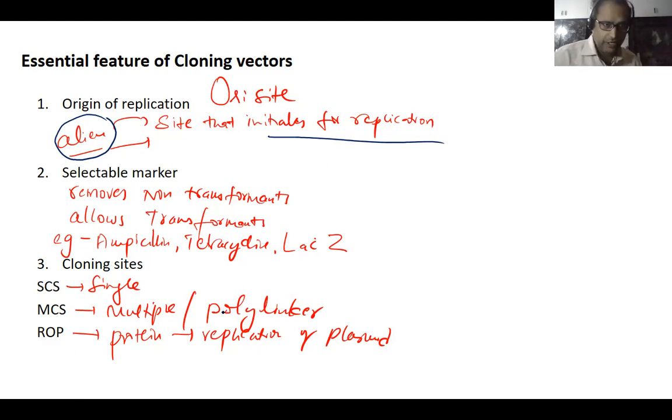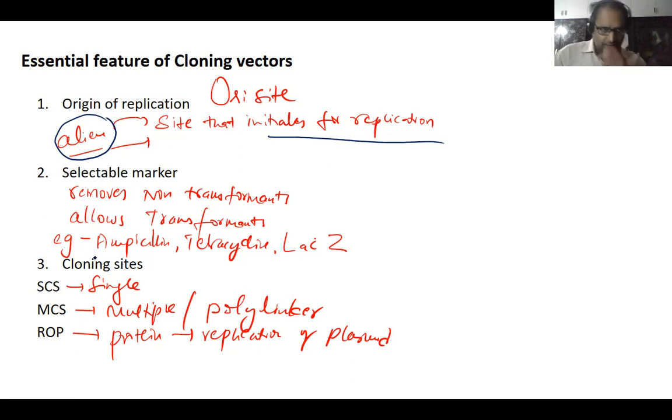I hope it is now understood what exactly ORI means. ORI means origin of replication. This is the one which initiates the replication process. Clear. Number two, selectable marker.